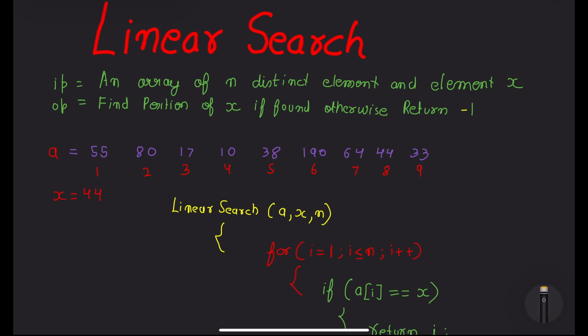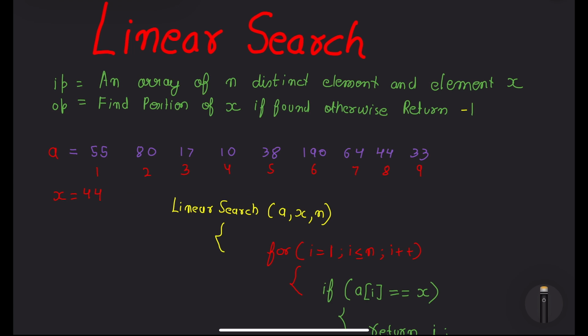For linear search, the input will be an array of n distinct elements and an element x, and the output will be the position of x if found, otherwise return -1. So we have to find if that element x is present in a given array. Let's take an example. So we have an array of 9 elements and x is equal to 44. So we have to find if the element 44 is present in the array or not.